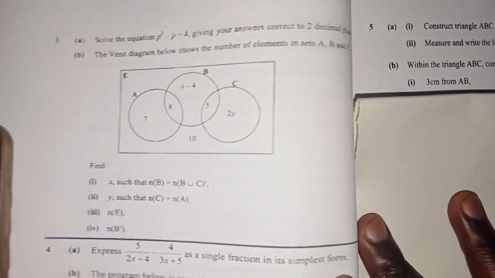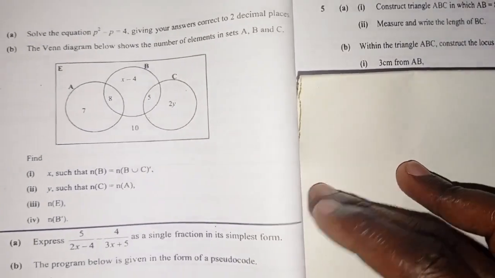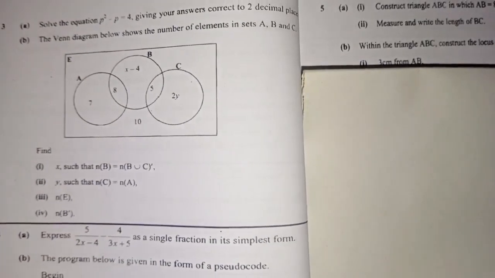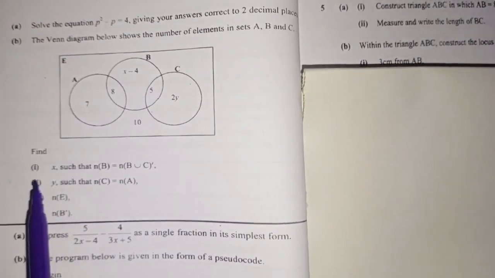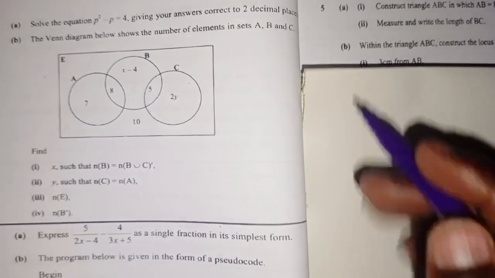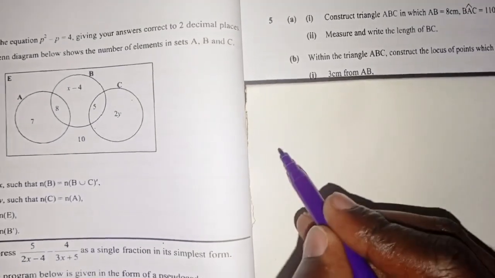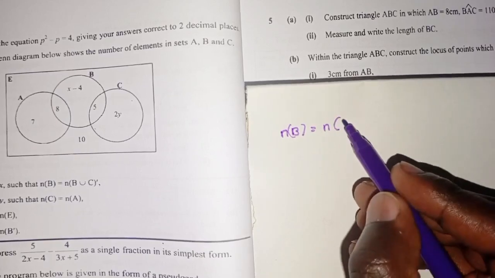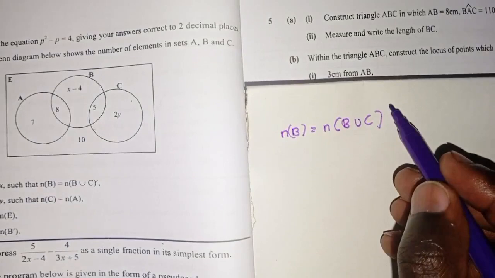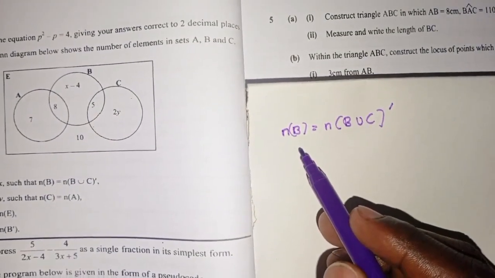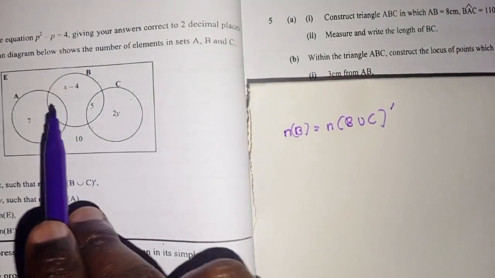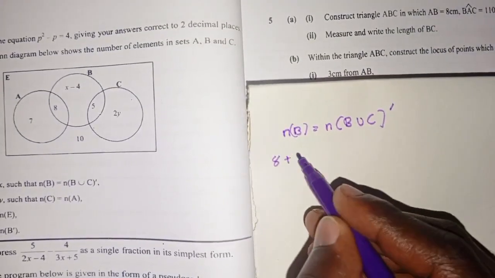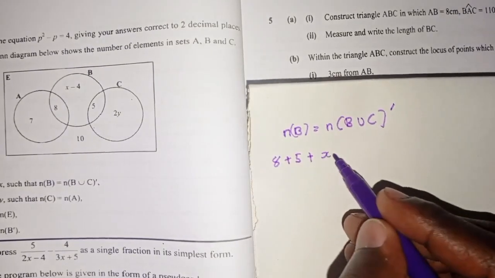This one says you have a set. The Venn diagram below shows the number of elements in sets A, B, C. So this is the Venn diagram. Find x such that the number in B is equal to the number in B union C complement. Wonderful. So the number in B is everything that is in B, which is 8, 5, and x minus 4. So we're going to say 8 plus 5 plus x minus 4.